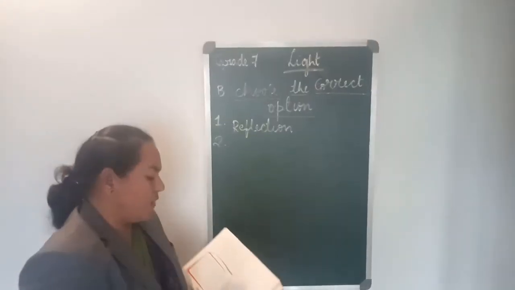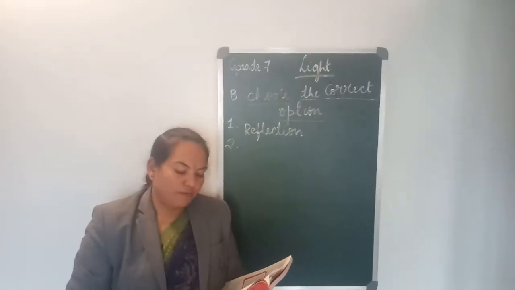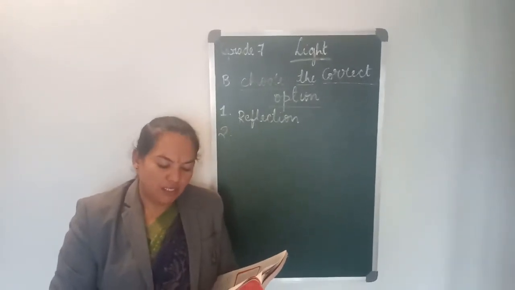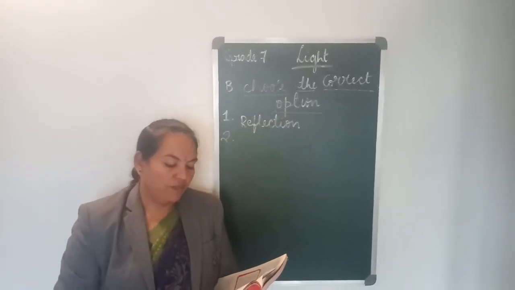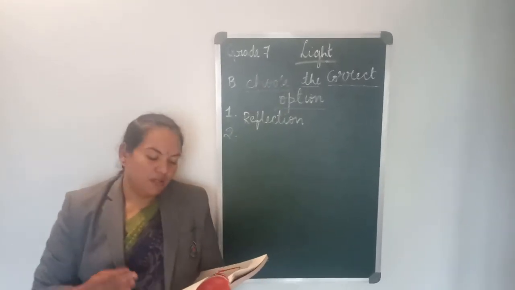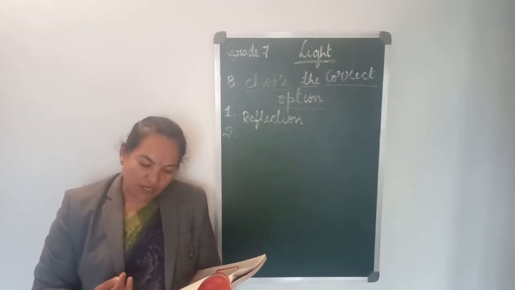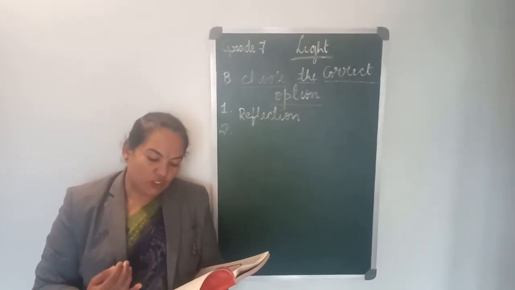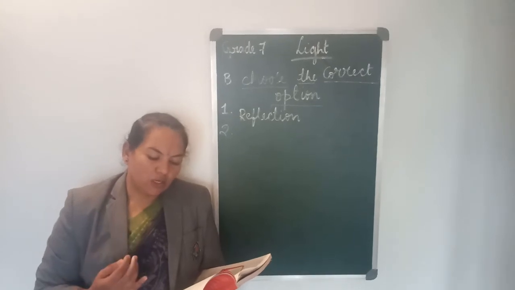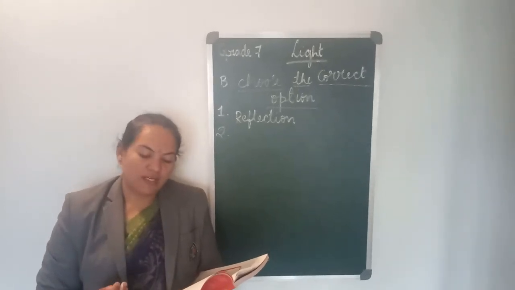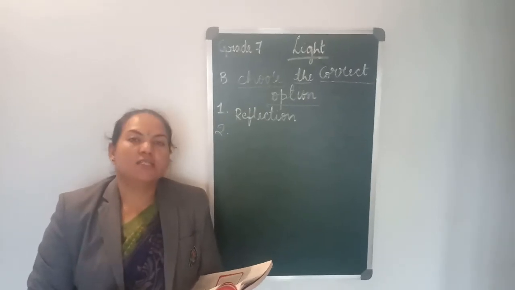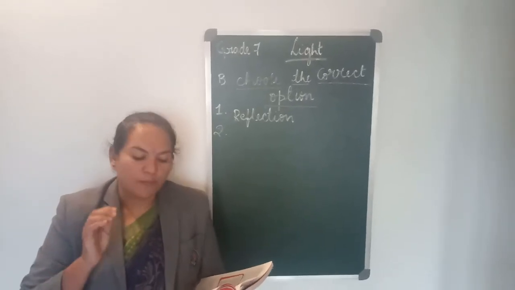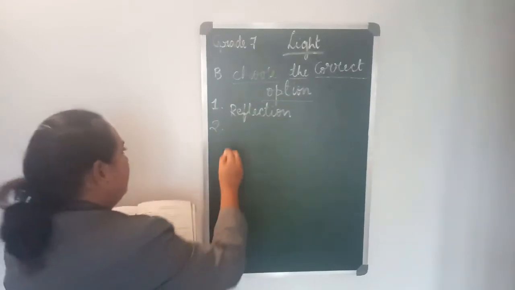Now the second one. Which phenomenon is responsible for the formation of shadow? There are four options: rectilinear propagation of light, irregular reflection, circular propagation of light, and regular reflection. Now the correct answer is rectilinear propagation of light.